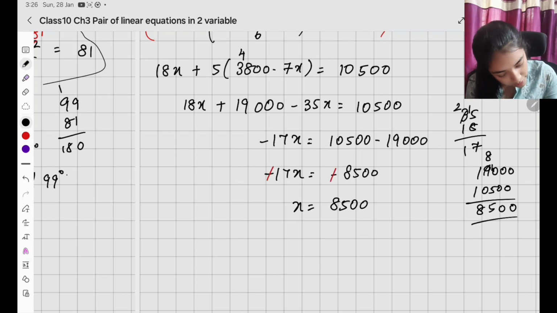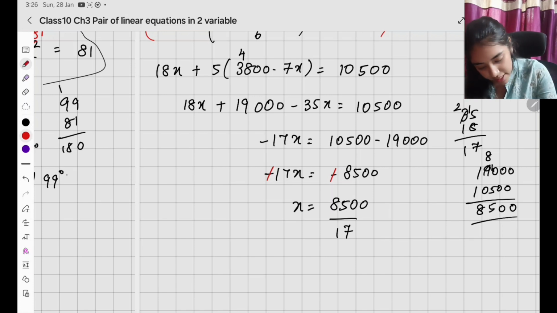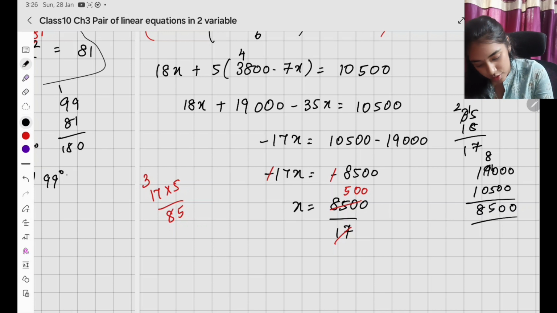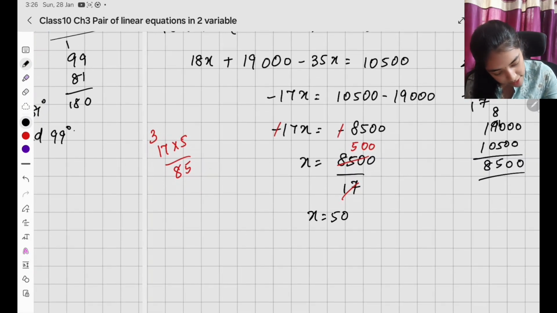So 8,500 divided by 17. I think 17 5s are 85. 7 5s are 35, 3, 5 1s are 5, 6, 7, 8. So we have 17 5s are 85 and 00. So we have x equals 500.